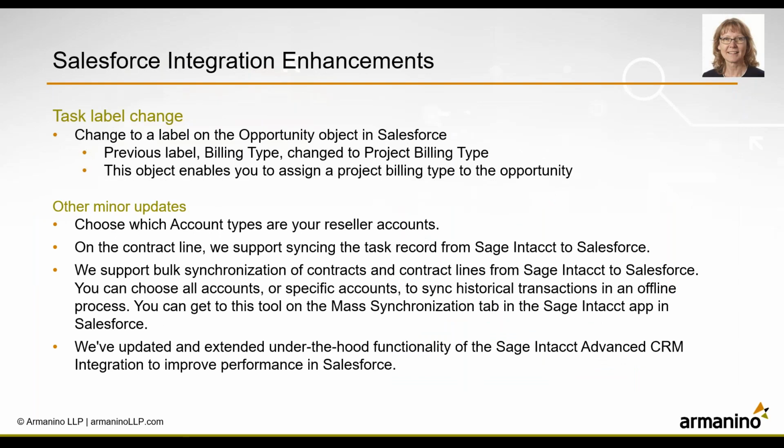A couple other ones here, a task label change. It used to be called billing type, and now it's called project billing type. And that object enables you to assign a project billing type to the opportunity. Some other minor updates are there. You can choose which account types are your reseller accounts. On the contract line, Intacct is now supporting the sync on the task record from Intacct back to Salesforce. And a couple other ones there support bulk synchronization of contracts and contract lines.